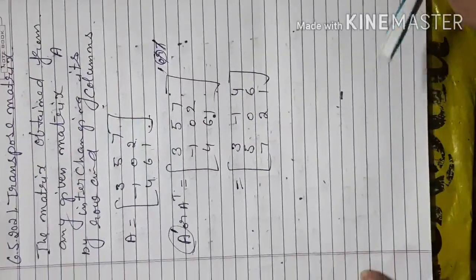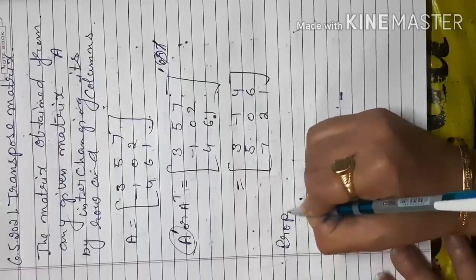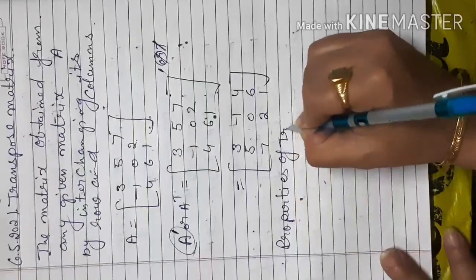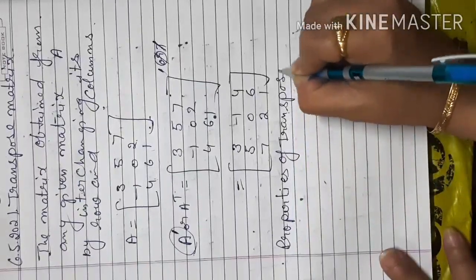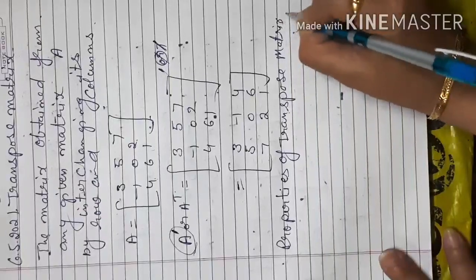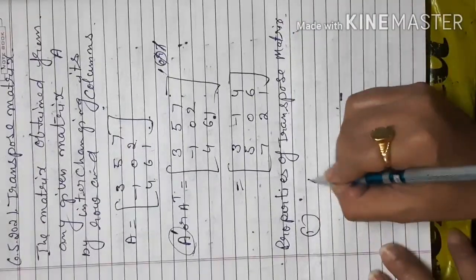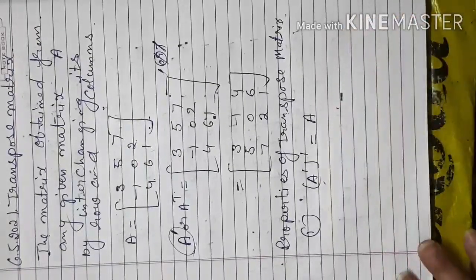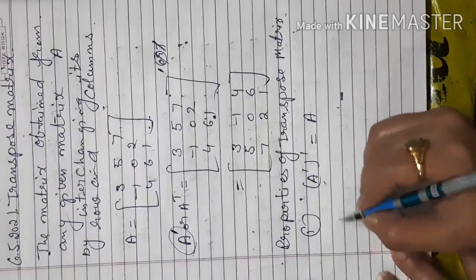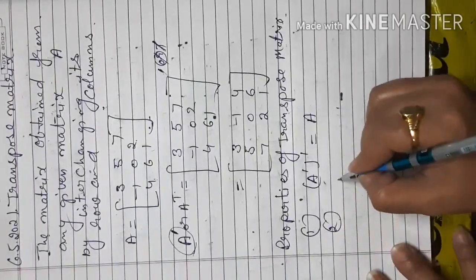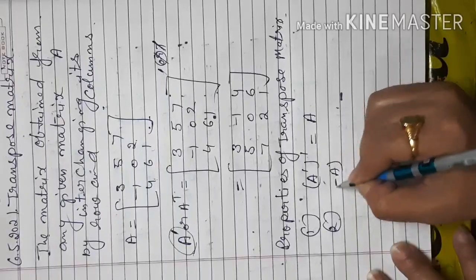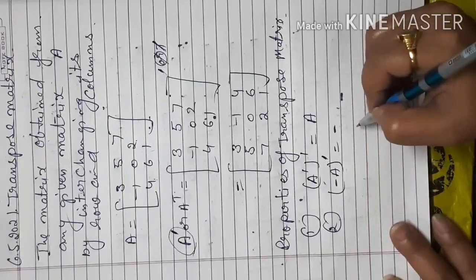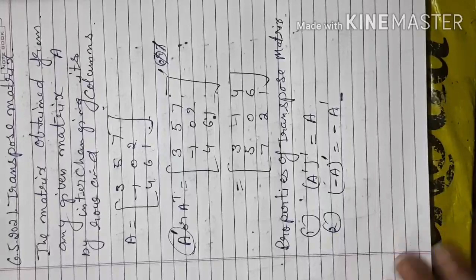There are some properties of the transpose of a matrix. My first property is, if I take the double transpose of a matrix, my answer will be the original matrix. If I have a matrix with a negative sign and I want to transpose it, that is the same as taking the negative sign common and then transposing the matrix.